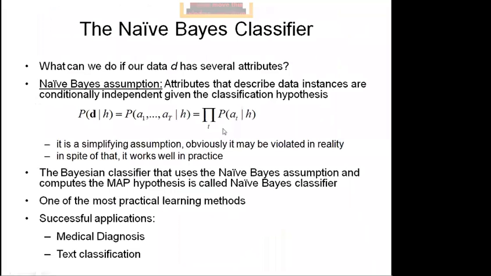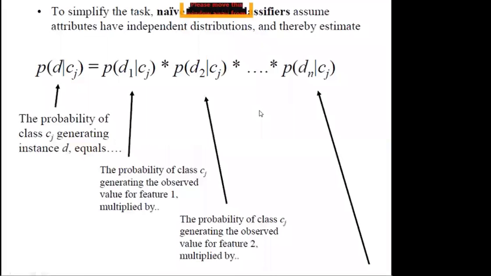Here you can see P of D given H, which is nothing but the product of P of Ai, the product of A1, A2, A3, that is, the set of attributes. That is what we'll do in the naive Bayes classifier. The probability of Cj generating the observed value for feature 1, then for feature 2, all the products we'll take.